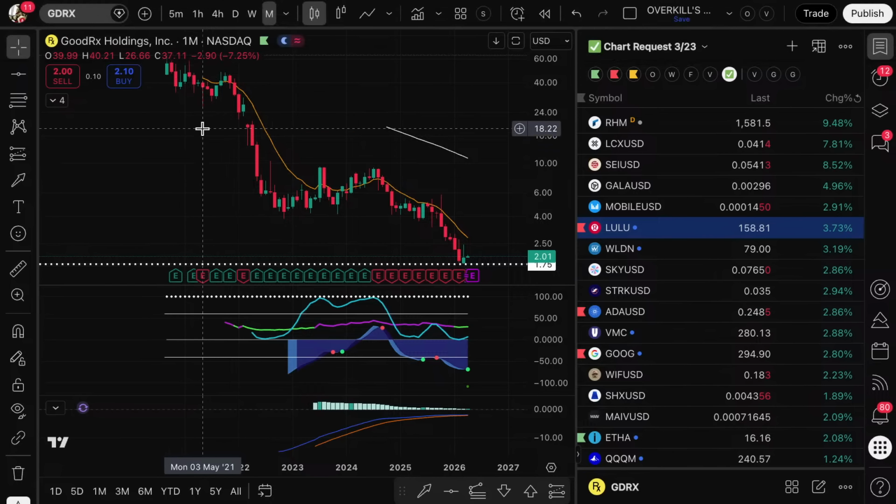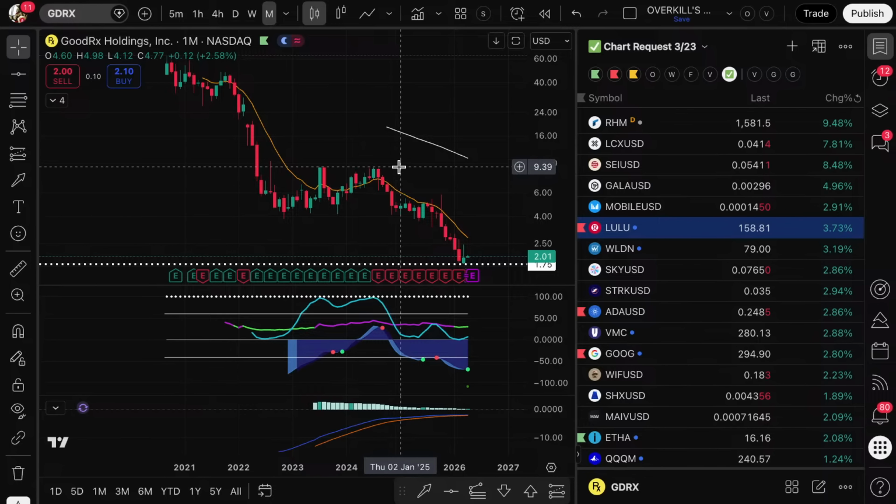And yeah, it just looks interesting down here. So that's how you look up PE ratio. You can also Google it: what is the PE ratio? Or you can ChatGPT it: what is the PE ratio of whatever stock you're in?